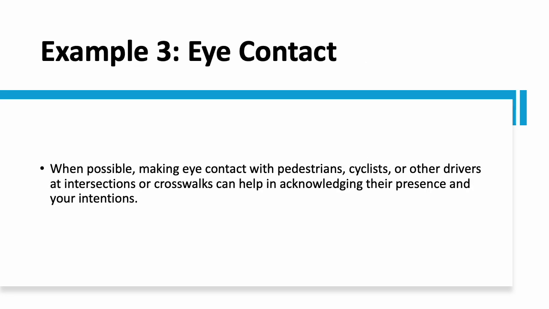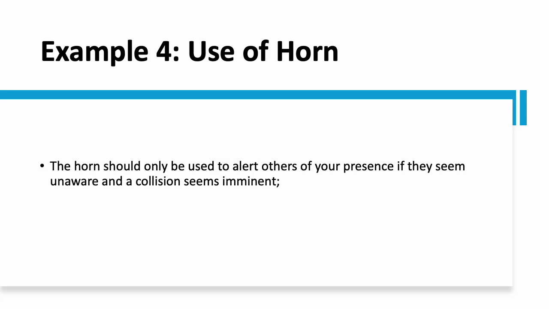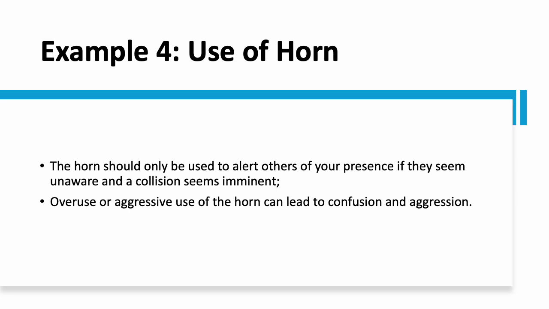Example 3. Eye contact. When possible, making eye contact with pedestrians, cyclists, and other drivers at intersections or crosswalks can help in acknowledging their presence and your intentions. Example 4. Use of horn. The horn should only be used to alert others of your presence if they seem unaware and a collision seems imminent. Overuse or aggressive use of the horn can lead to confusion and aggression.